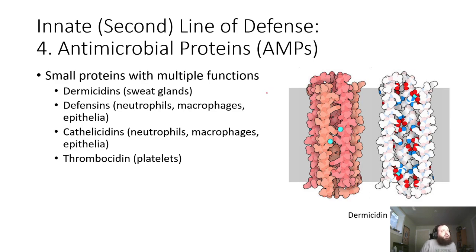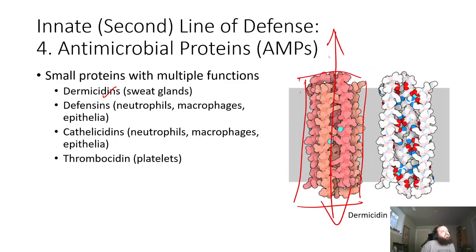We also have, just as a sort of aside here, this fourth example of an innate defense, which is the antimicrobial proteins, or AMPs. These are a pretty large group of proteins that are very small, but they are multifunctional. Dermacidins are produced by the sweat glands, and actually this is what they look like. They create, again, a channel in the membrane of the bacterium which will break down all these concentration gradients, and the bacterium will die. Defensins are naturally released by our neutrophils, macrophages, and actually just regular epithelial cells.